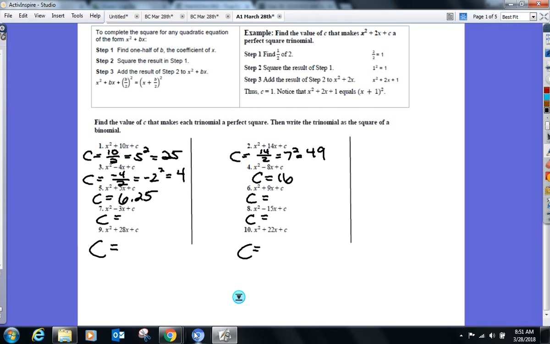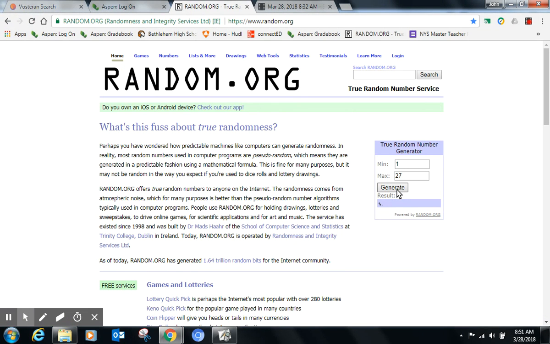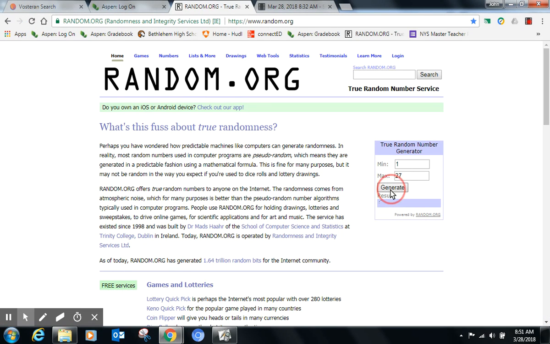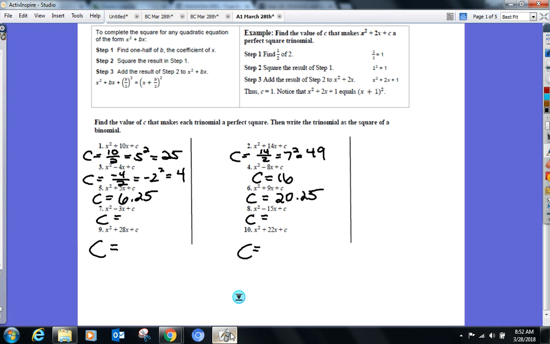Here we go. 6. Cut it in half and square it. 7. What do we end up with? Number 6. C equals 20.25. Good job. Anybody having any issues? Let's keep dividing by 2 and squaring. How about 7? 13 again. 2.25.